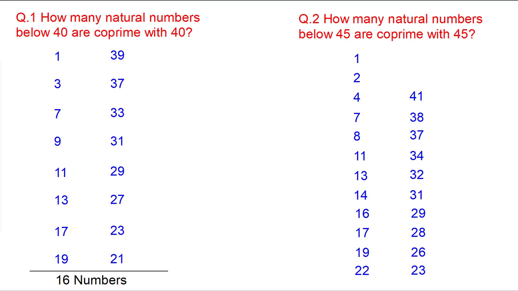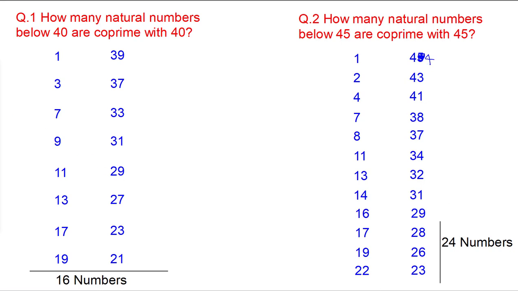Then 41 is a coprime with 45. Then 43 is also coprime with 45. And finally 44 is a coprime with 45. This is 44, not 45. Let me correct this. This is 44. Finally 44 is coprime with 45. So total how many numbers are there which are below 45 and coprime with 45? Total there are 24 numbers which are below 45 and coprime with 45.